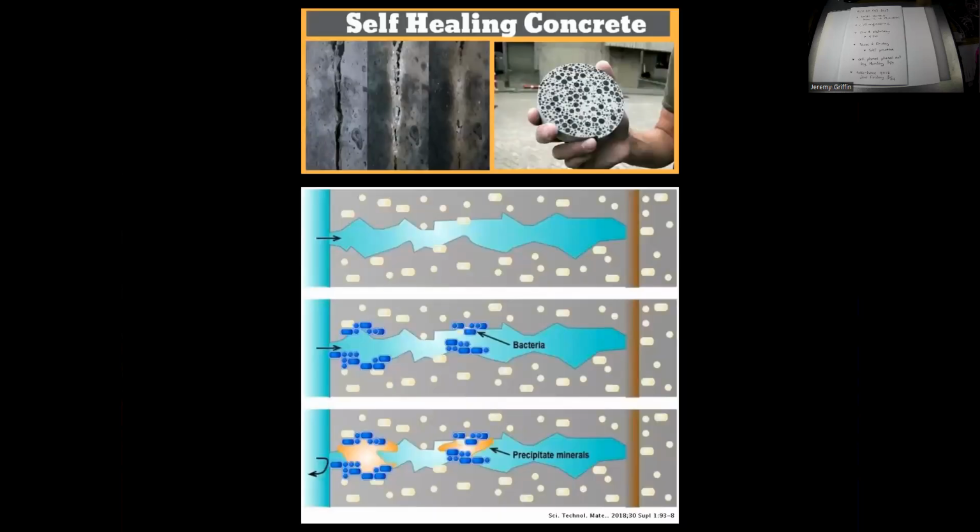Something else cool with concrete. There's a certain species of bacteria. Forget what species, and I haven't fact checked myself, but there's a species of bacteria that actually excretes, I think it's calcium carbonate as a waste product, which can actually act as cement.